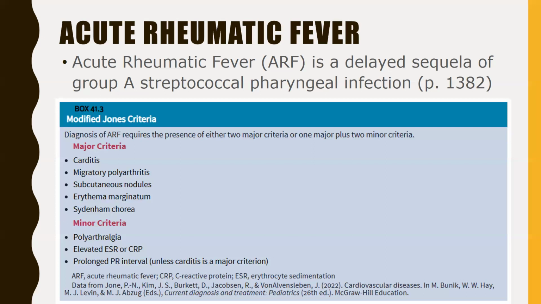And remember I said chorea was those jerky body movements. They're involuntary random jerky movements in the body. Minor criteria is polyarthralgia, elevated ESR or CRP, and prolonged PR interval unless carditis is a major criterion. So if carditis is the major criterion, it has to be 2 of the others. So it can be polyarthralgia and an elevated ESR or polyarthralgia and an elevated CRP, if that makes sense.